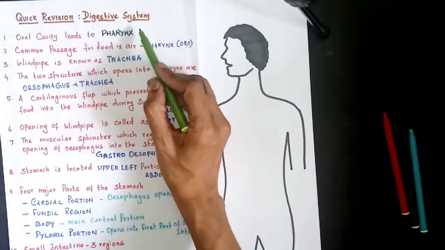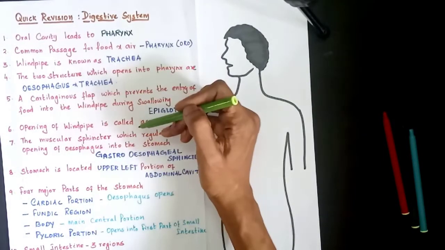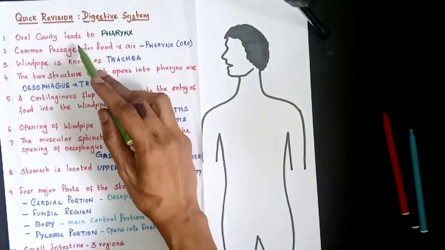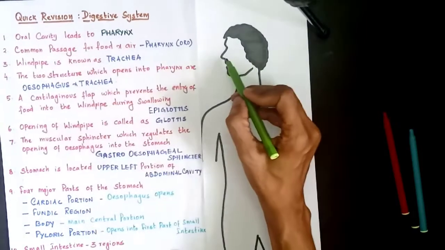In quick revision, today we are going to see about digestive system. All these are important points. You can do it for theory as well as for MCQs. Oral cavity leads to pharynx. We'll start from here, from the beginning, okay?